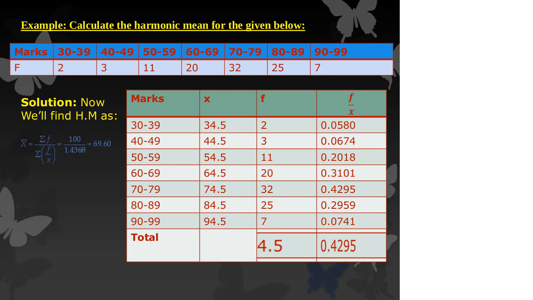69 plus 133.5 plus 599.5 plus 1290 plus 2384 plus 2112.5 plus 661.5. So it is 7250.